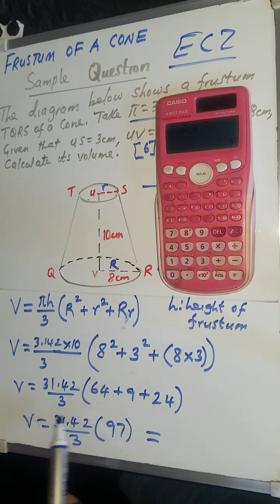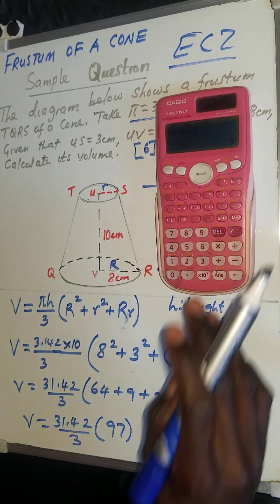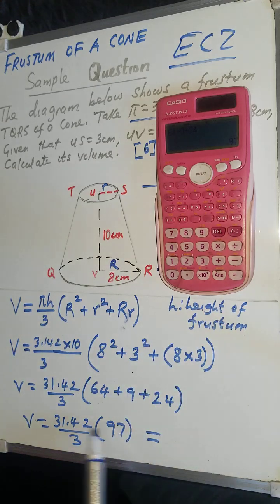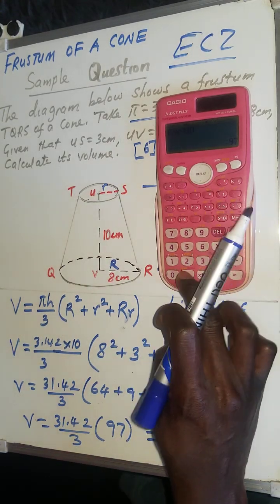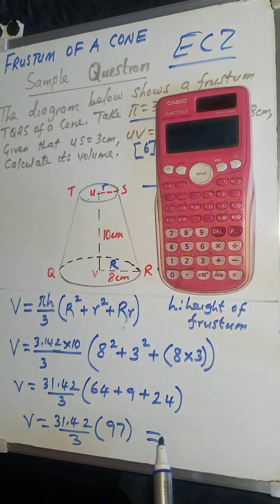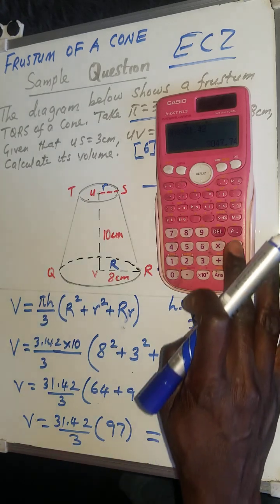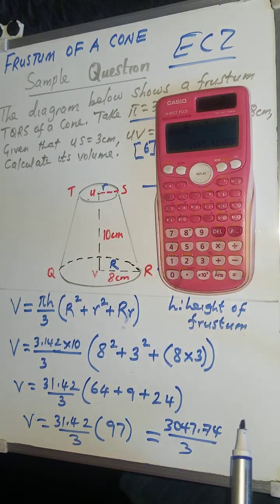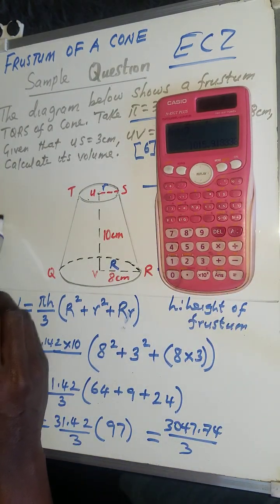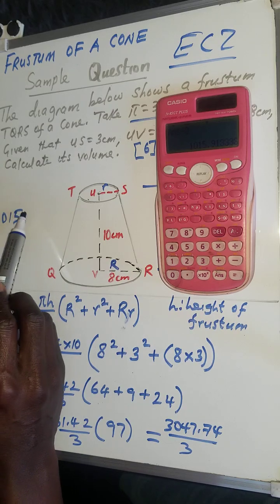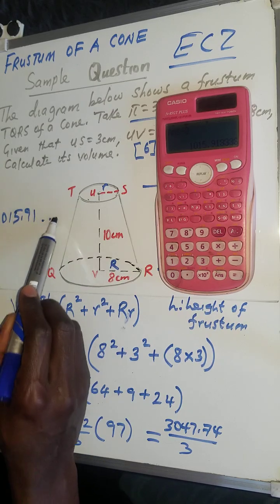Now, of course, if you multiply 97 times 31.42, that gives me 3047.74. Then we divide it by the 3 that we have. Dividing by 3 gives me a value of 1015.91, and so on and so forth.